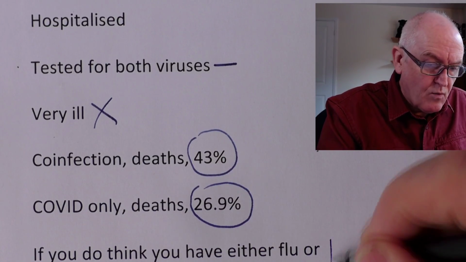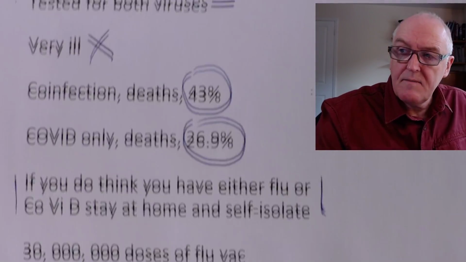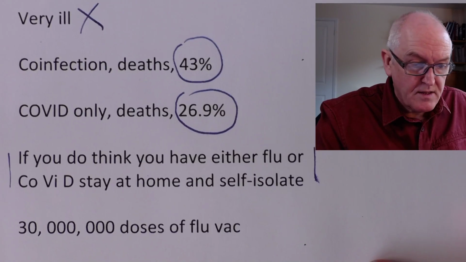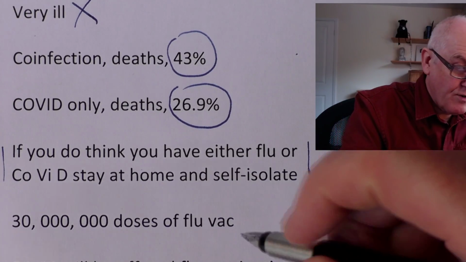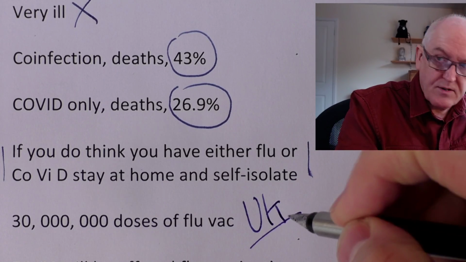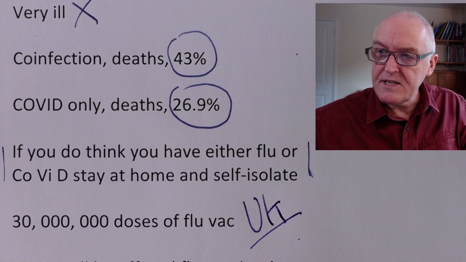So if you think you've got one, make sure you don't get the other. And don't spread it around. The government's ordered 30 million doses of the flu vac in the UK. And Dr. Fauci, in his interview recently, said he did not expect the United States to run out of flu vac. So all governments are frantically advocating. All governments, certainly the United States and the UK, are definitely advocating flu vac. And I agree with the government strategy on this and hope to be able to get one myself at some point soon.